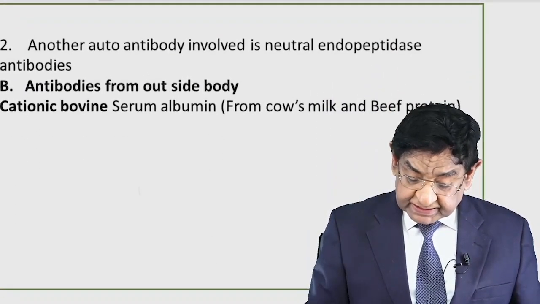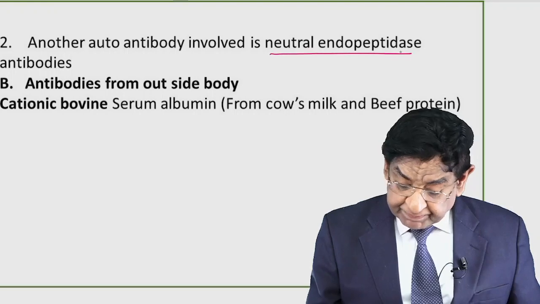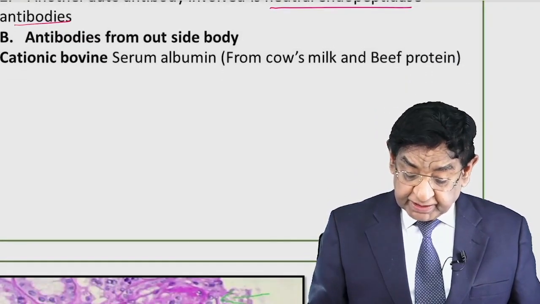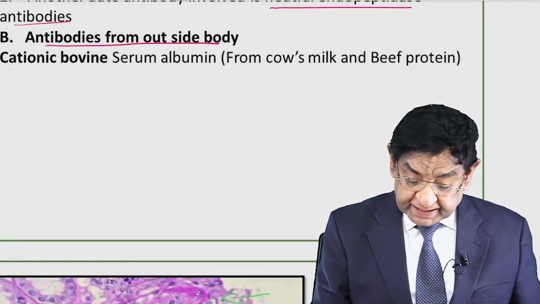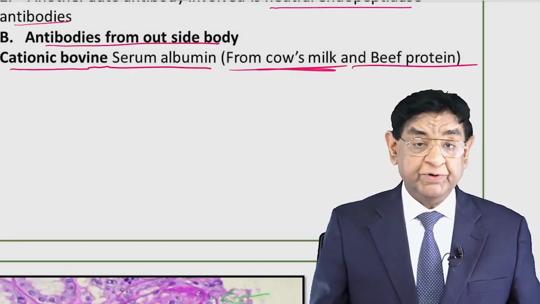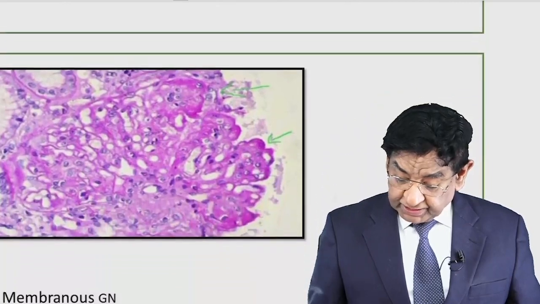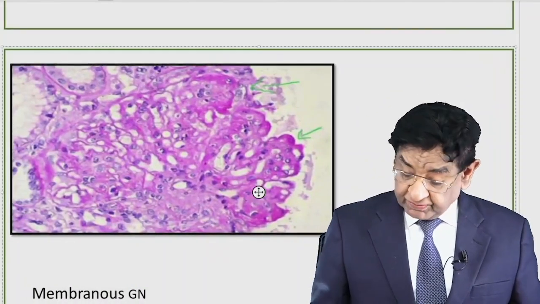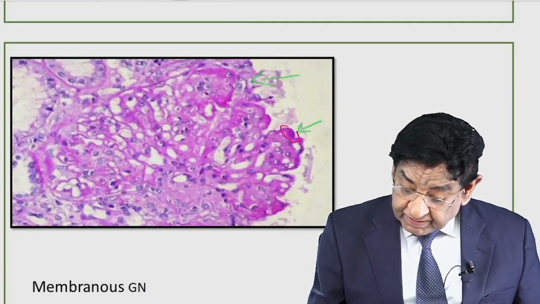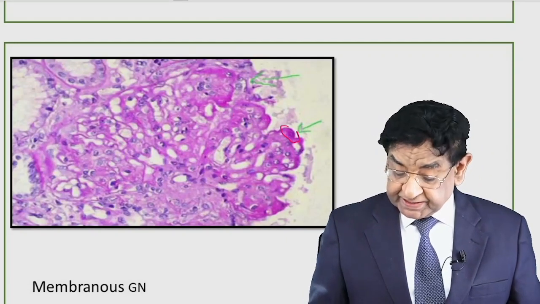Now, not only this, there are certain other autoantibodies also. Another antibody involved is neutral endopeptidase antibody. One more thing: sometimes the antigen may come from outside the body, cationic bovine serum albumin. They come from cow milk or beef protein. They can also contribute to this problem. With this background, now let's look at a beautiful picture of pathology. Look at this yellow mark, and they indicate membranous glomerulonephritis. Subepithelial deposition is seen.